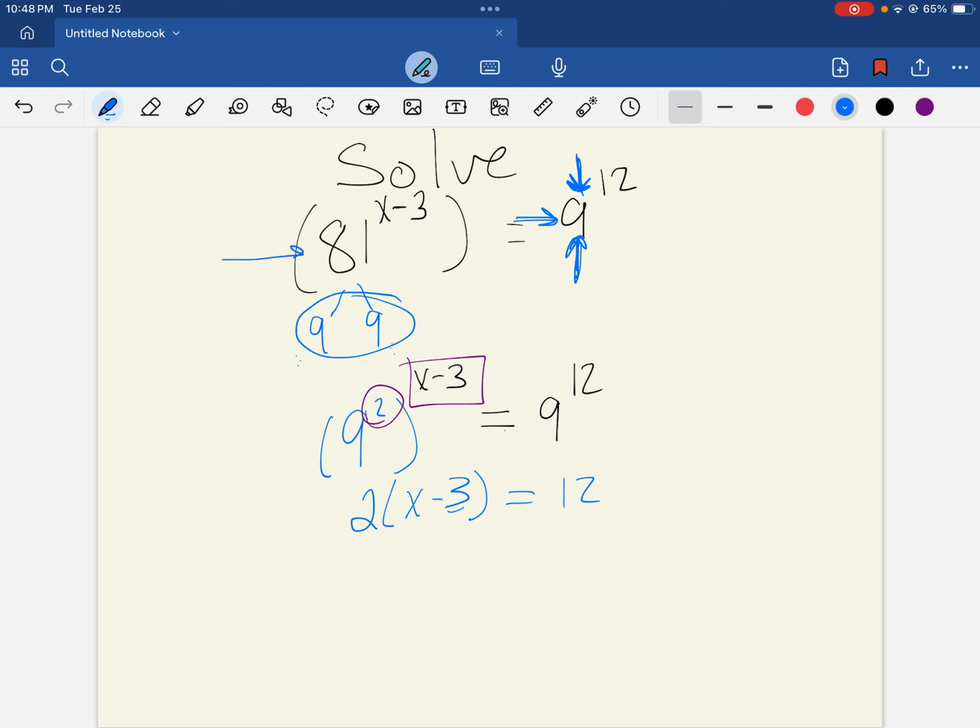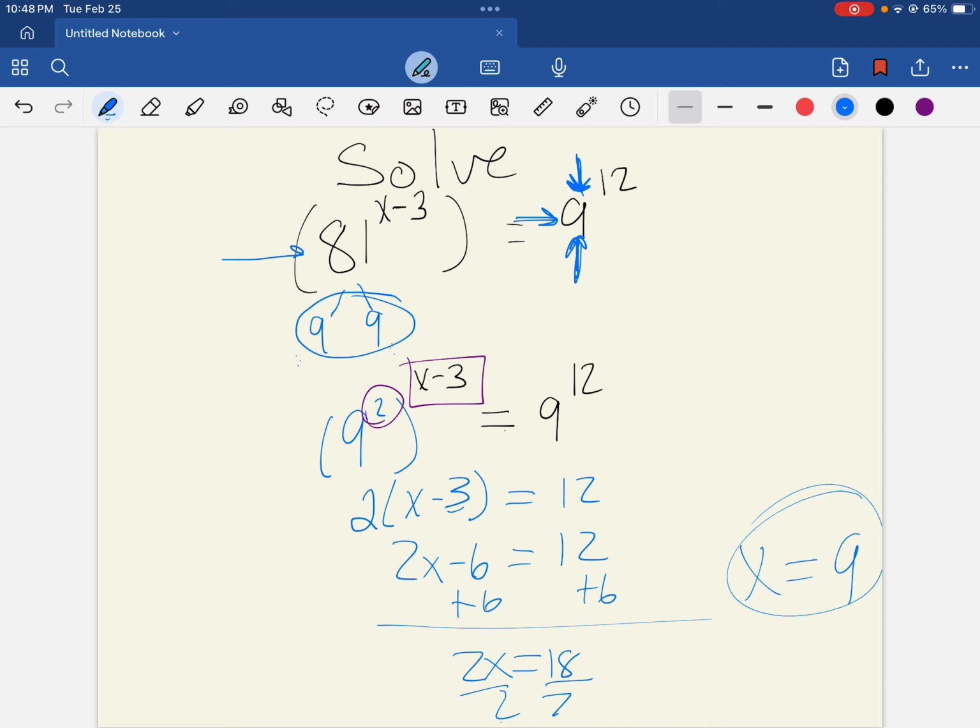And from here, I'm going to solve this equation. I would distribute the 2. I would use my inverse operations to isolate the variable. And then I solve.